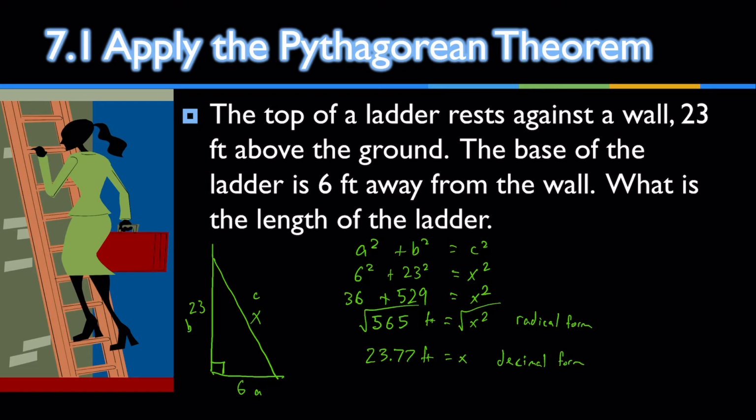If your calculator is only giving you the square root of 565, because it's like my scientific calculator, look for the button like that. It is right above the enter button. Anyway, that one there will give you the decimal form if you are in radical form. All right, let's try something else.